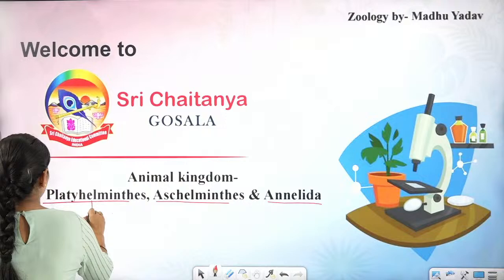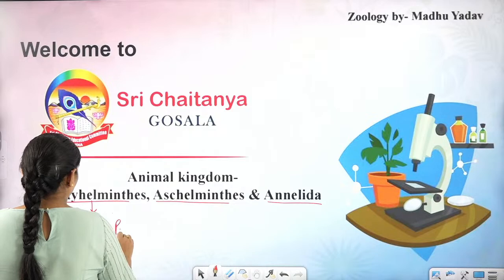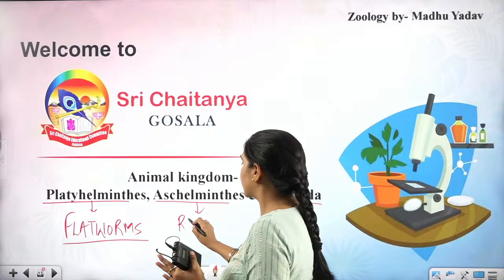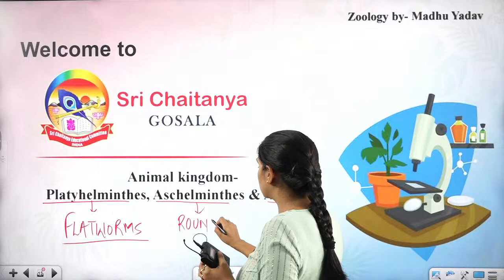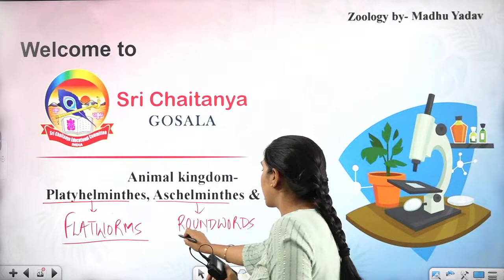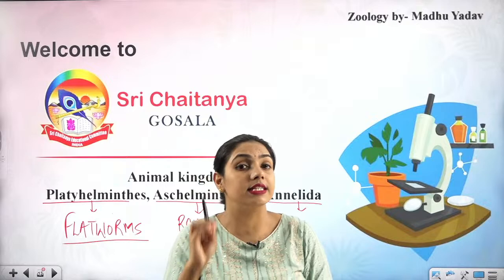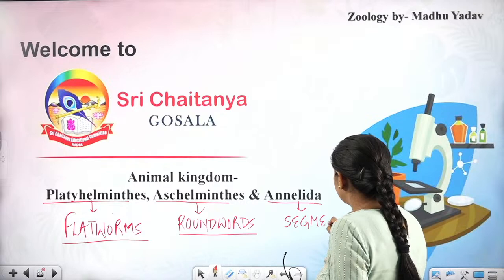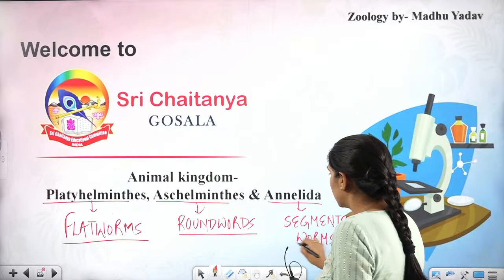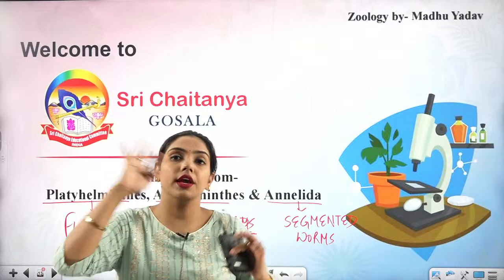Platyhelminthes are flatworms, beta, dorsoventrally flattened. Aschelminthes are roundworms. They are just like this pen, which is round in cross section. If I cut it, you will get a circular cross section. And annelids are segmented worms. This is the phylum in which we see true segmentation for the first time, known as metamerism, right? So basically they all are worms, worms, not words. Today we are talking about all the worms: flatworms, roundworms and segmented worms, right?